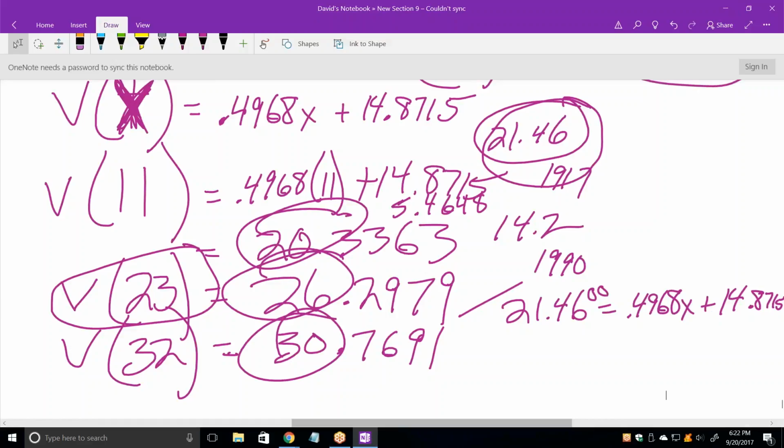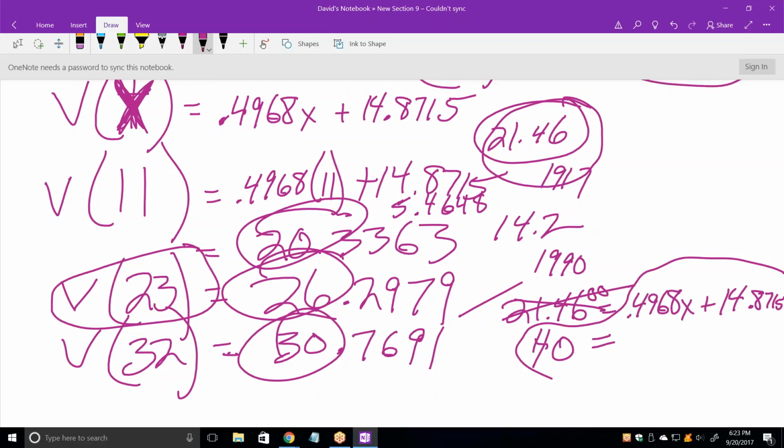So the equation we're going to solve is where instead of equal to that, we're going to equal 40. In other words, that was how many currency units it was in 1917, but we want it to be 40 currency units, not 21.46. So 40 equals that equation. There's our equation. Okay. And solve that.